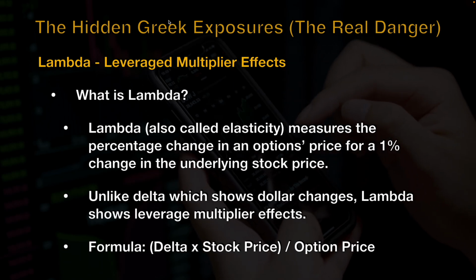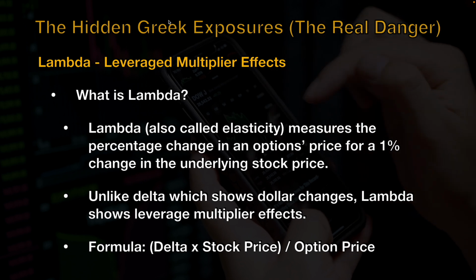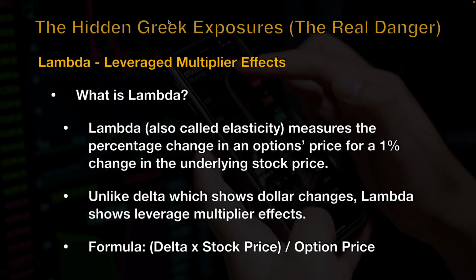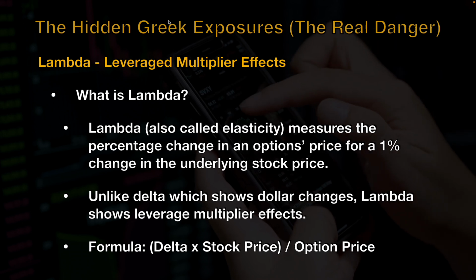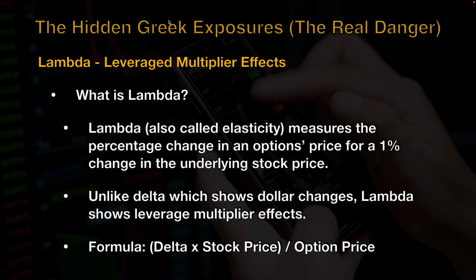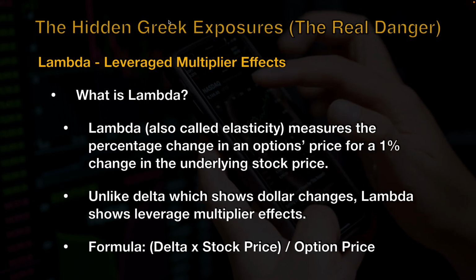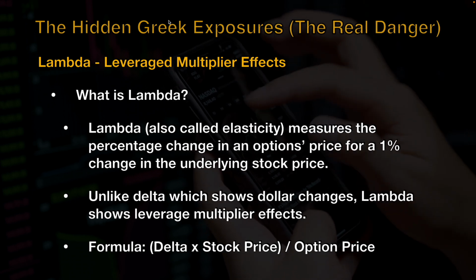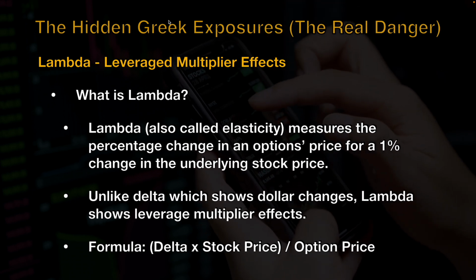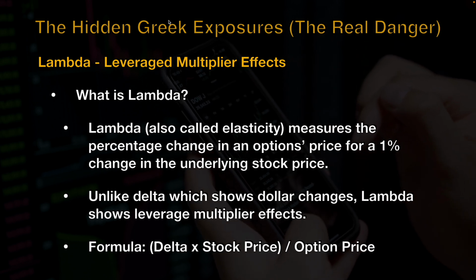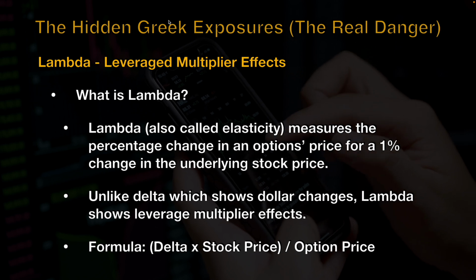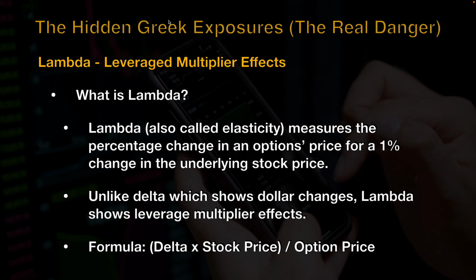Next, let's talk about lambda, the leveraged multiplier effects. And let's review what lambda is. Lambda is also called elasticity and measures the percentage change in an option's price for a 1% change in the underlying stock price. Unlike delta, which shows dollar changes, lambda shows leverage multiplier effects. And the formula for lambda is delta times the stock price, and then you take that value and you divide that by the option price.